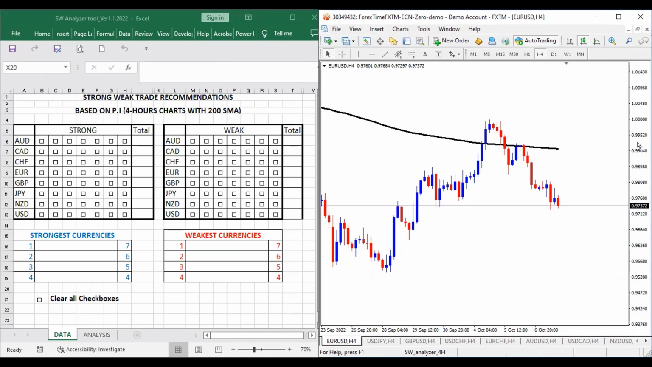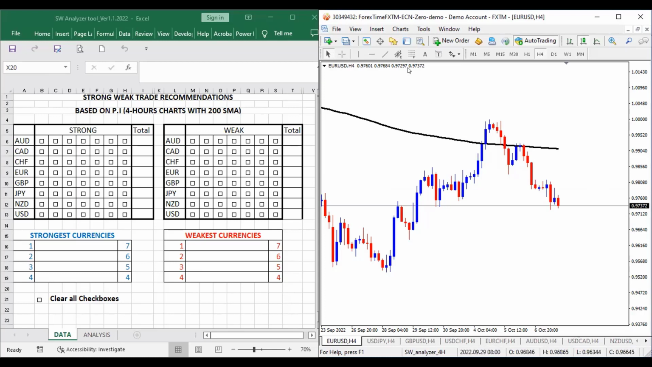This currency profile is based on the 4-hour chart or 4-hour time frame, and it has only one indicator on it, which is the 200 period simple moving average. For those of you who are looking at my screen right now, that is this black line you see here. So simply what happens is, if price is trading below this line, then the first currency in the currency pair is considered to be weak, and the second currency in the currency pair is considered to be strong.